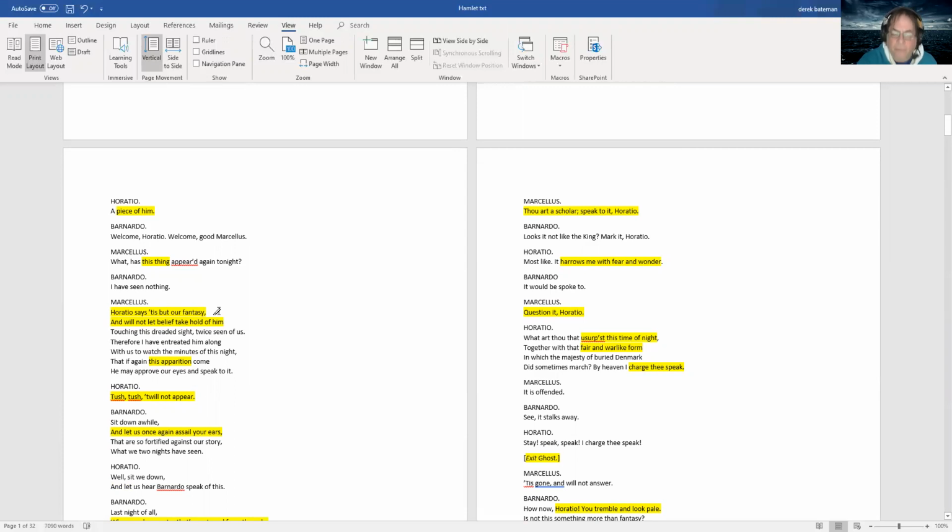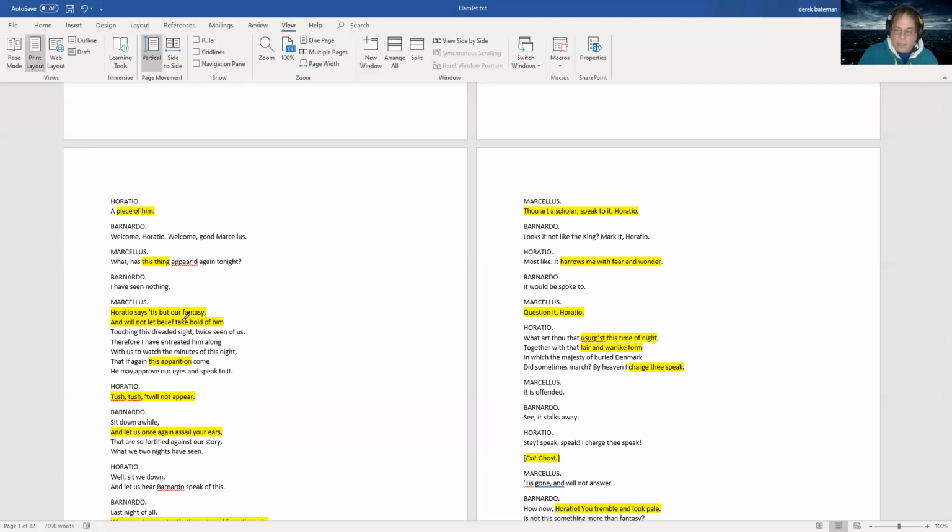Horatio says, "'Tis but our fantasy, and will not let belief take hold of him." Okay, so that's quite revealing. They have told Horatio that they have been seeing this thing. And Horatio's there because they've asked him to come, because Horatio doesn't believe them. "Touching this dreaded sight, twice seen by us. Therefore I have entreated him along with us to watch the minutes of this night, that if again this apparition come, he may approve our eyes and speak to it." The thing is now an apparition.